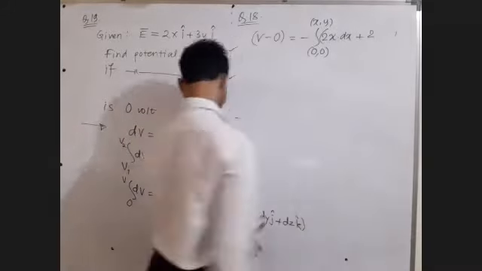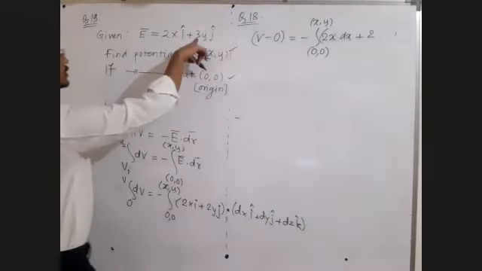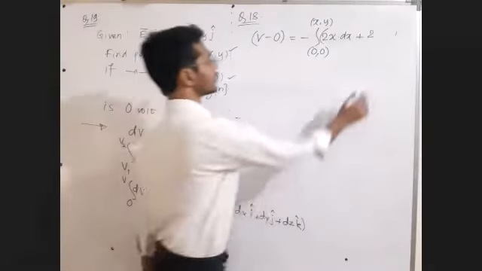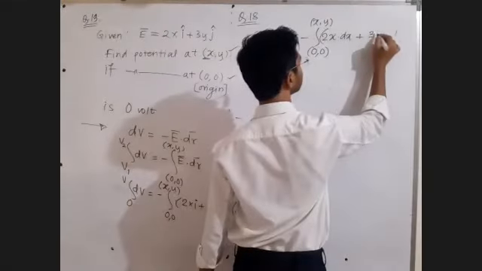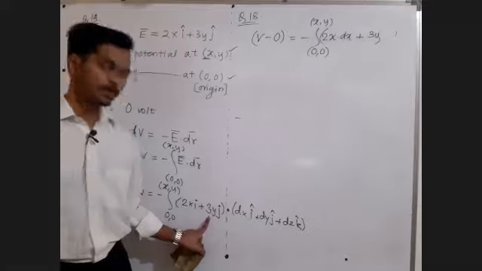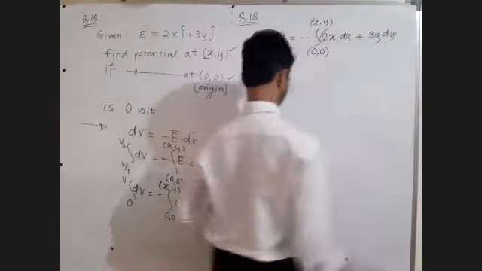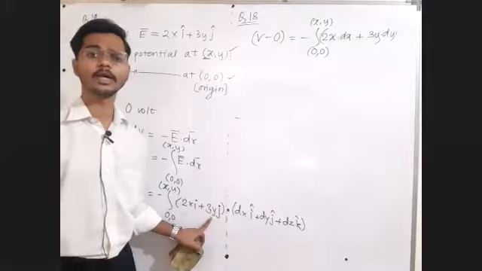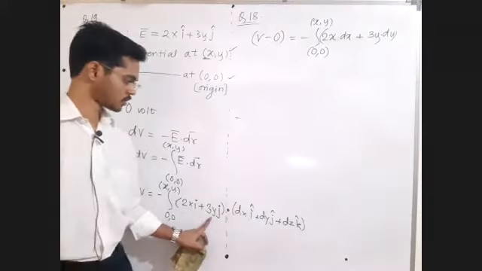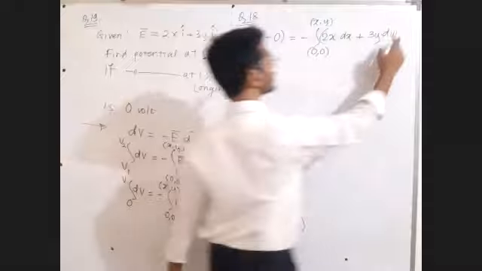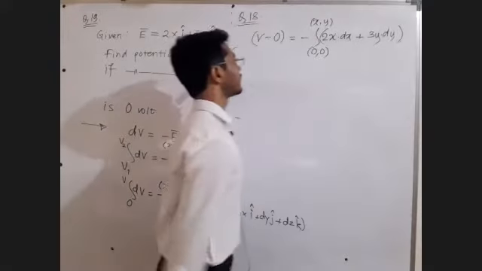2y or 3y? Here we have 3y. So 3y into dy. Here we do not have any k coefficient, so it will be 0. So 0 into dz, 0. No need to write 0. Complete the bracket.